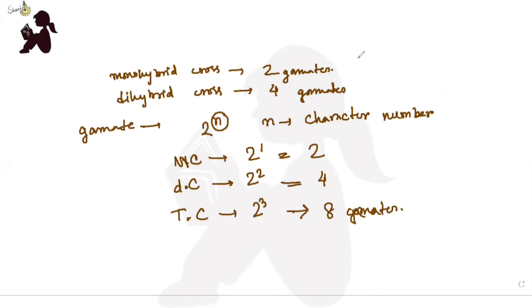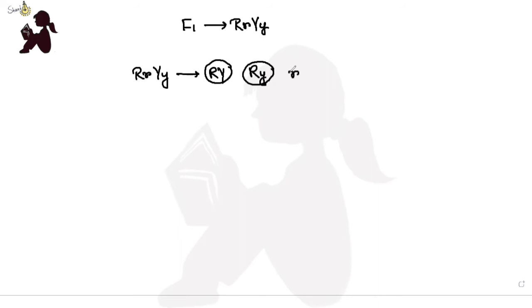Now let's come back to the dihybrid cross. In the F1 generation, the characters will produce capital R, small r, capital Y, small y, and this will produce 4 gametes, and those will be capital R capital Y, then capital R small y, then small r capital Y, and lastly small r small y.